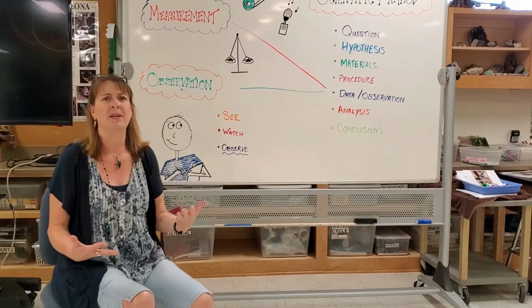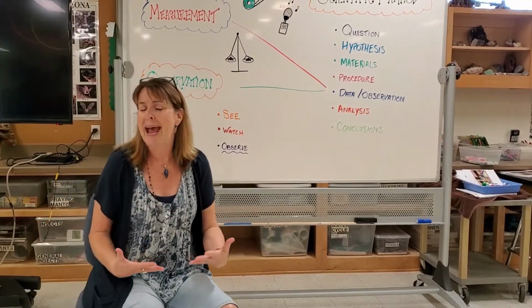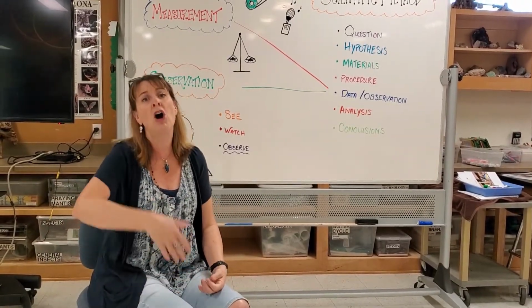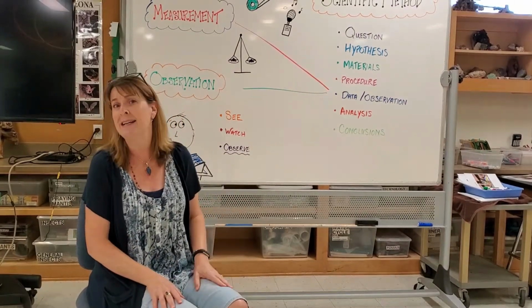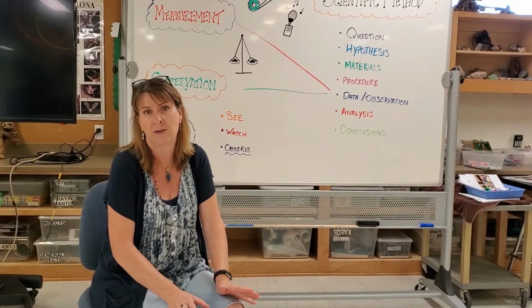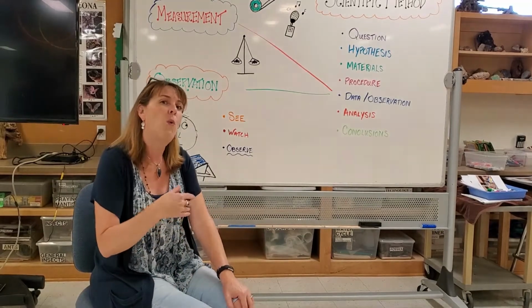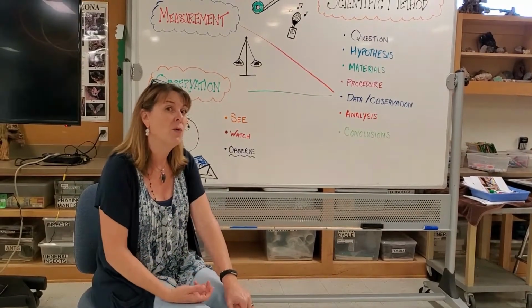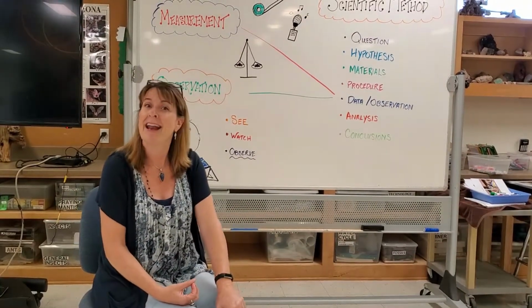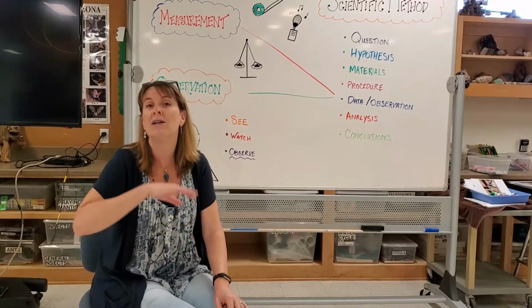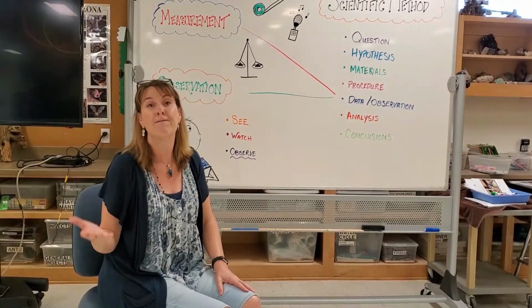When we see something, we're just not noting any details whatsoever. We're like, oh yeah, on the way home from school today, I saw a dog cross the road. But when we're watching something, we are going to add in an action word. We call these action words verbs.